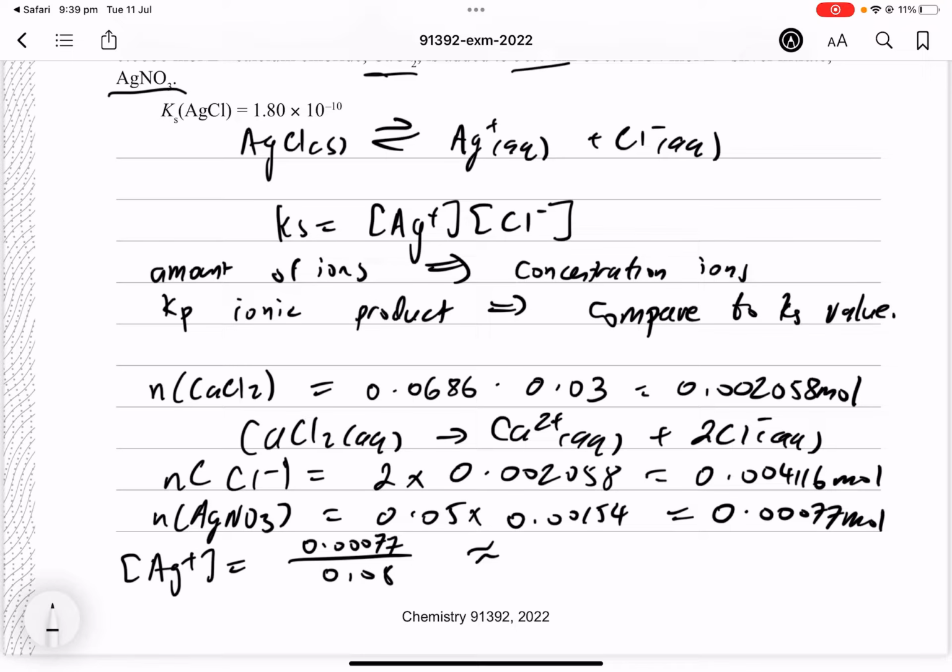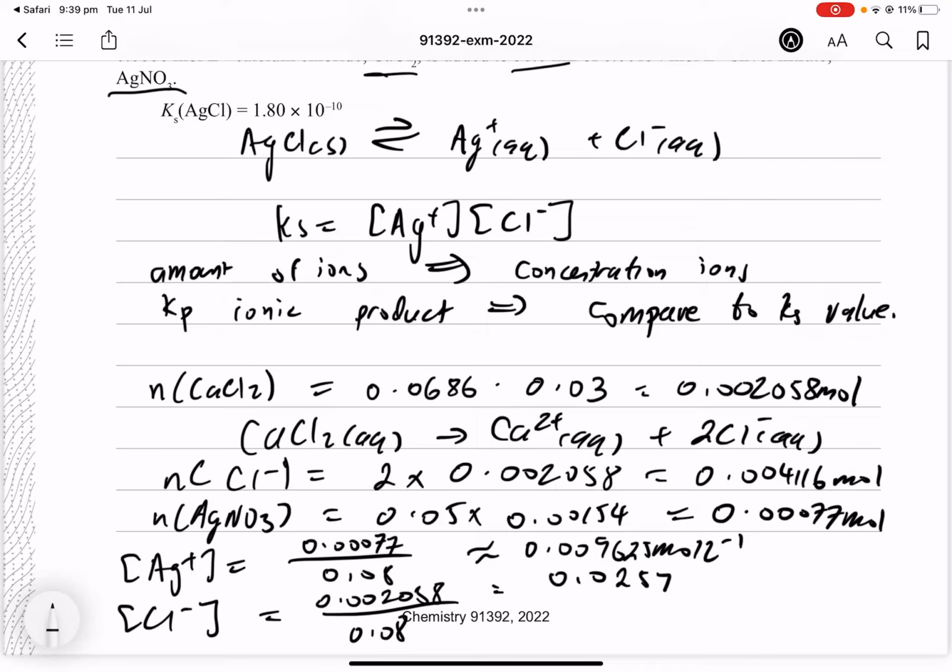That is approximately 0.009625 mole per liter. And the concentration of Cl minus is equal to 0.002058 divided by 0.08. That is equal to 0.025725 mole per liter. And now we want to find the ionic product.